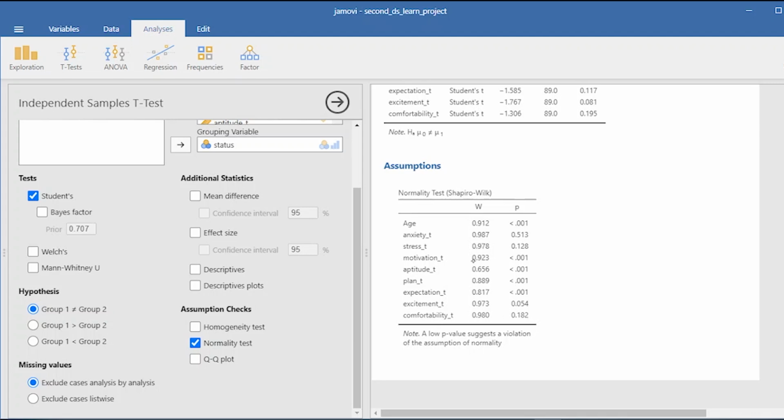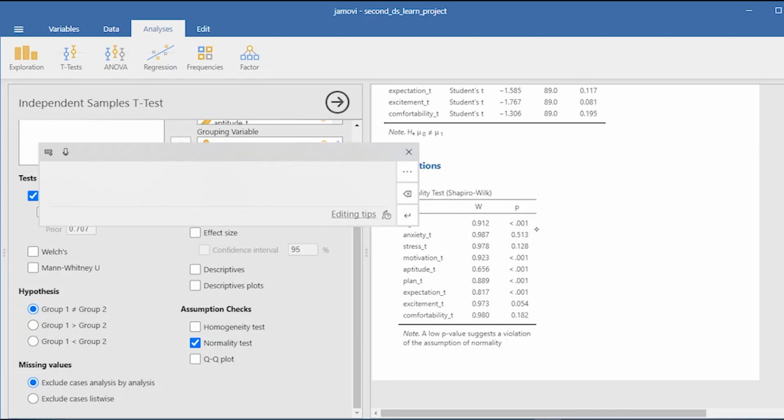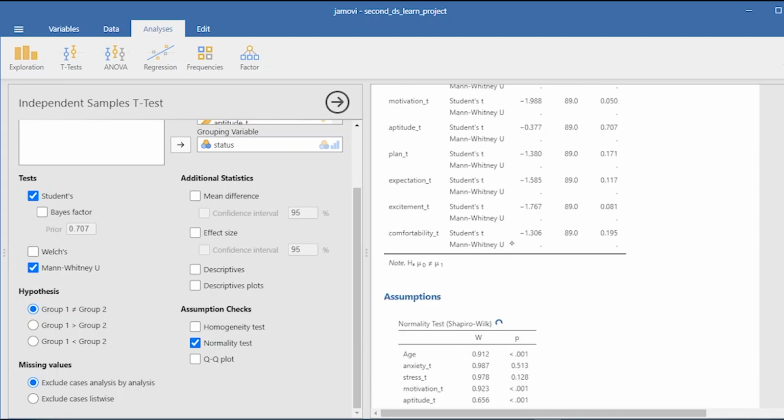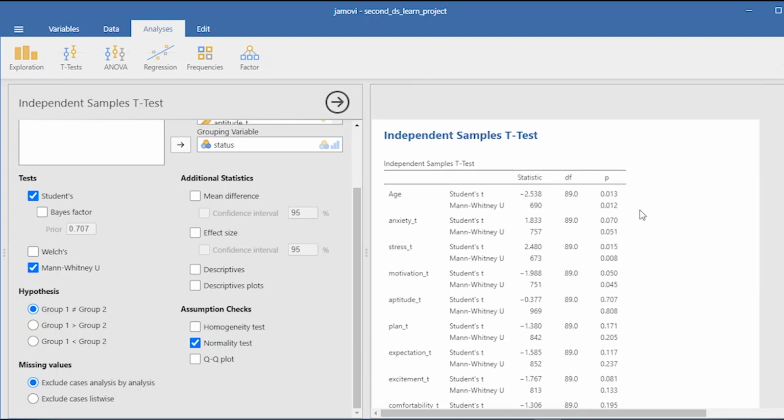I won't worry much because we have only 92 subjects. Comfortability is okay. So only three of them were okay, but the rest were not. That's why I might need to use the Mann-Whitney U. Instead of relying on the mean in this case, let's also rely on Mann-Whitney for those that didn't have normally distributed aspects. So let's go back and read the result.